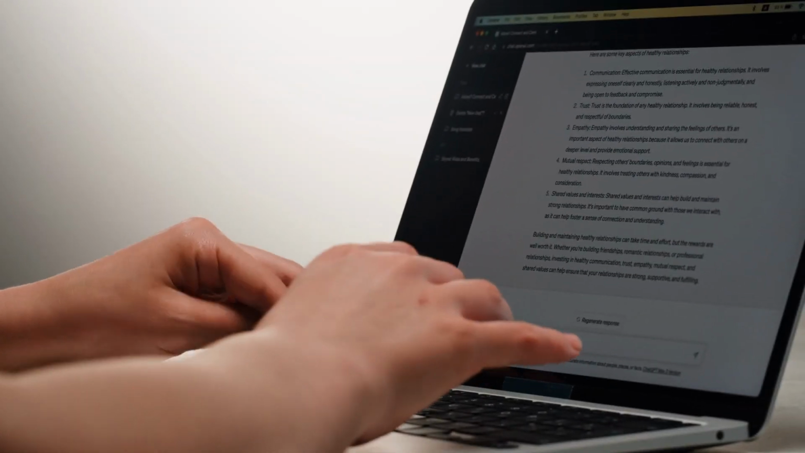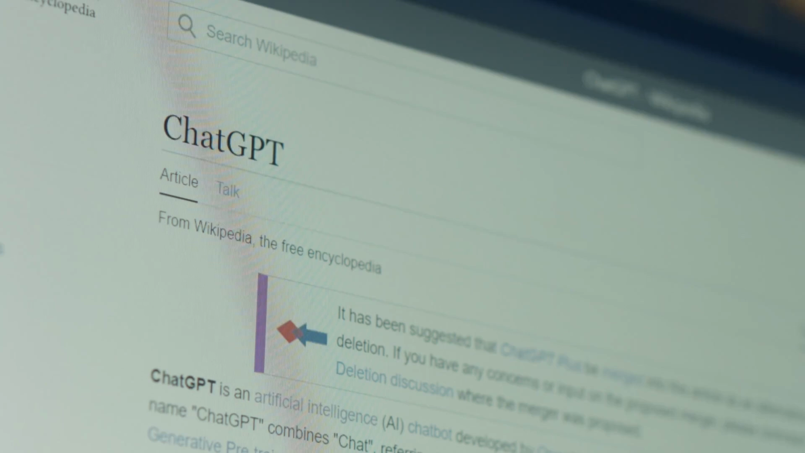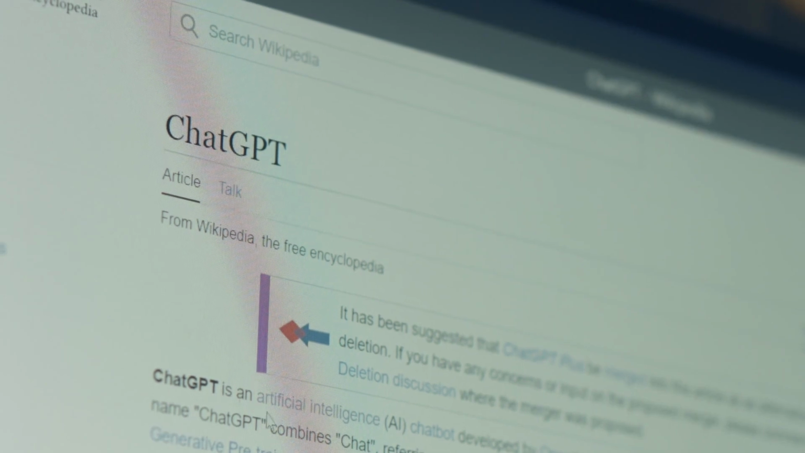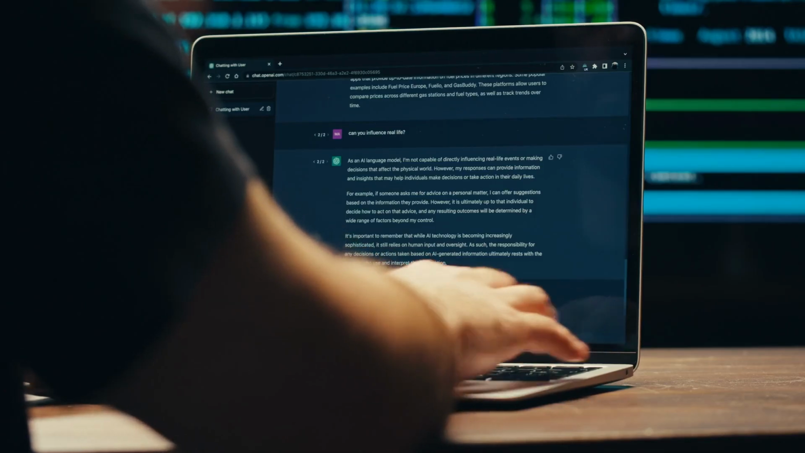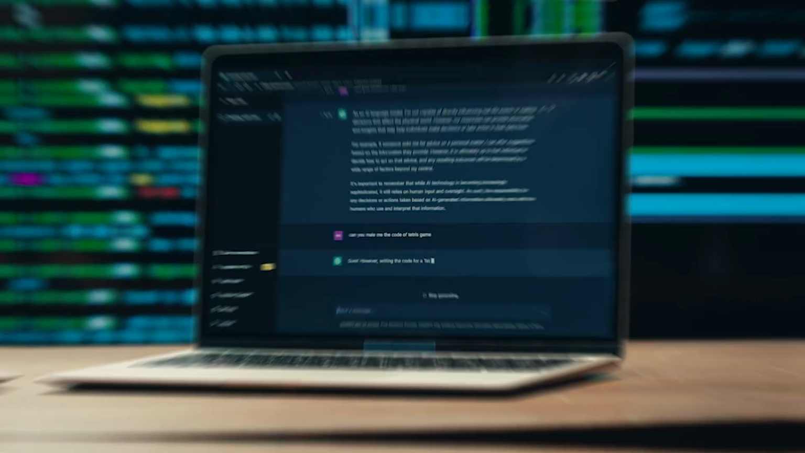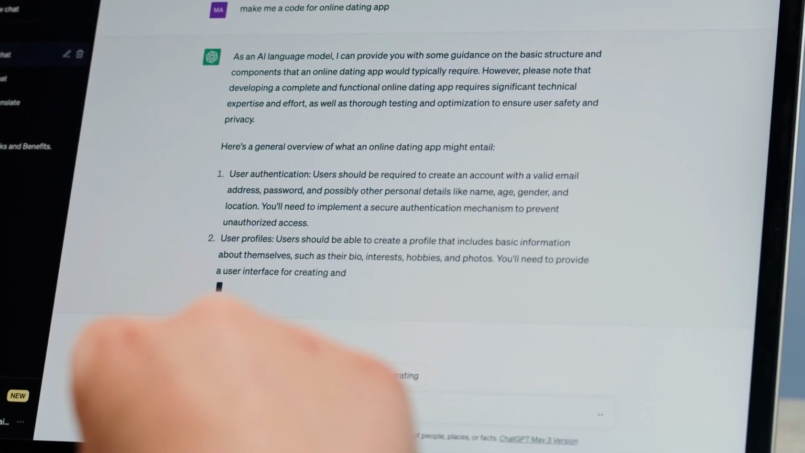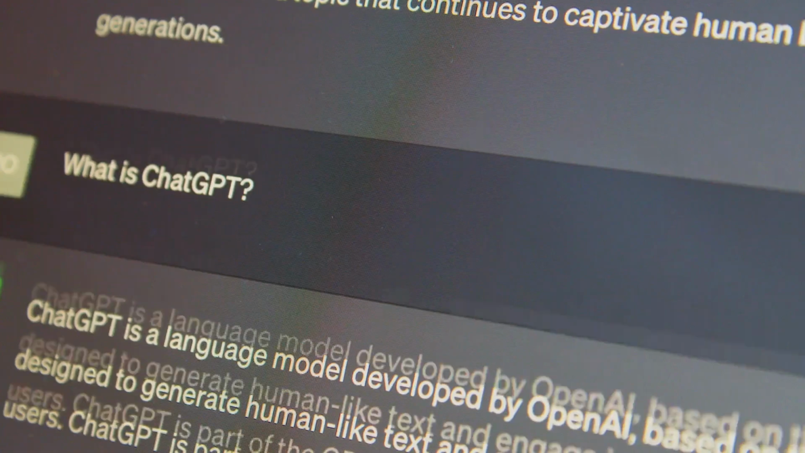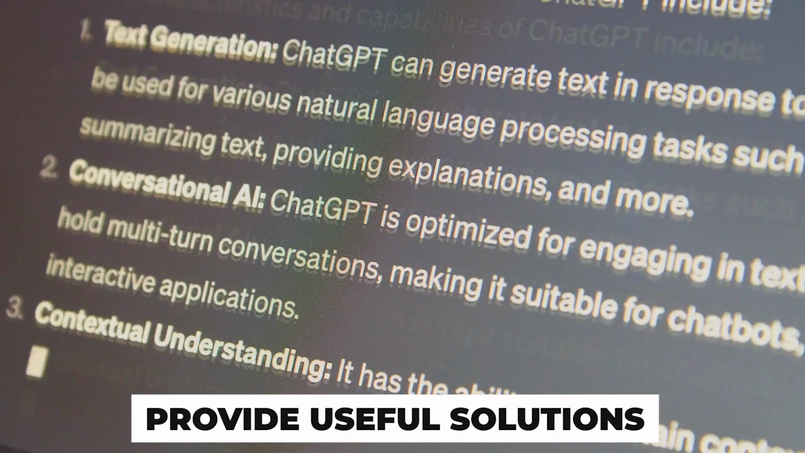ChatGPT is limited to the scope of its training and struggles with tasks or problems that deviate from its prior knowledge. It can only simulate understanding based on patterns. And if faced with a completely new problem or an ambiguous question, it might fail to provide useful solutions.